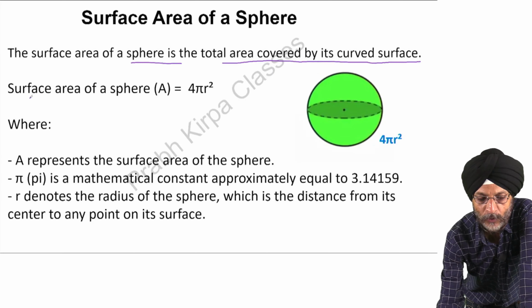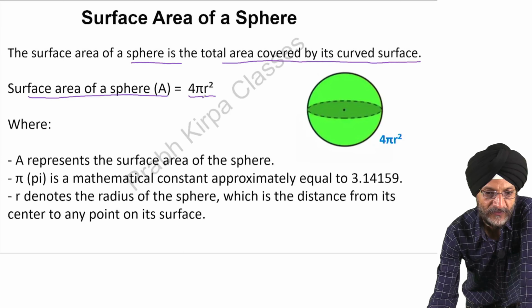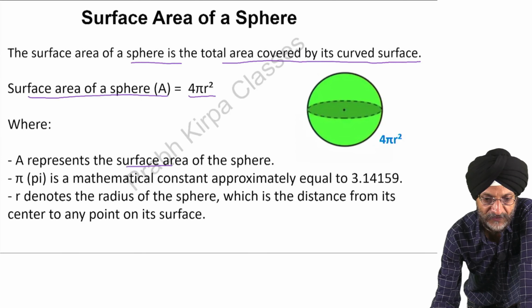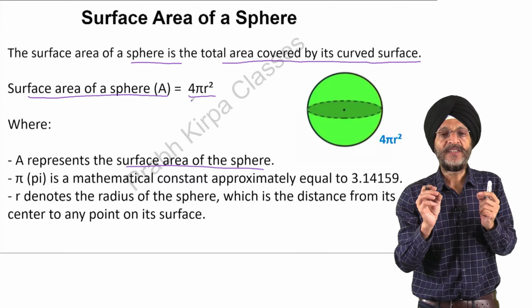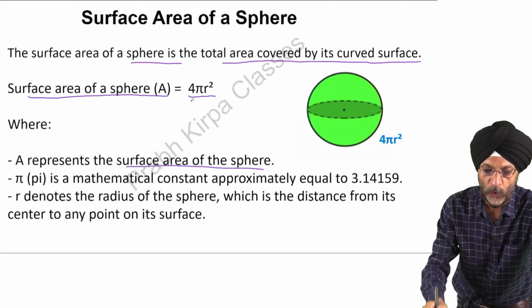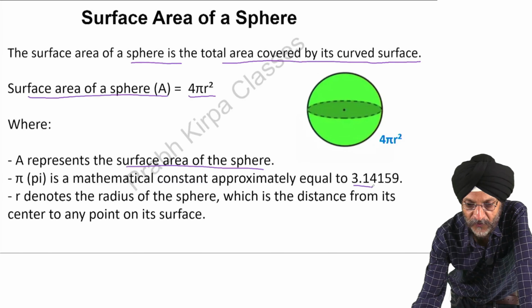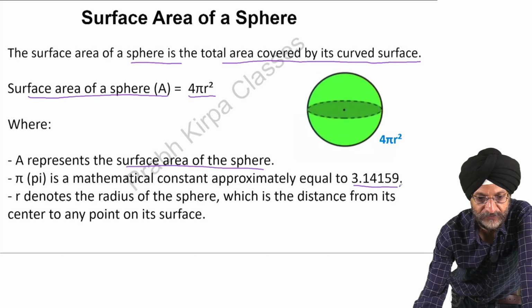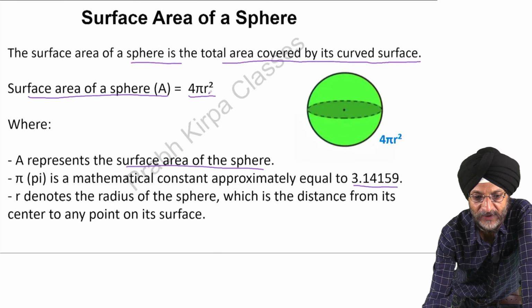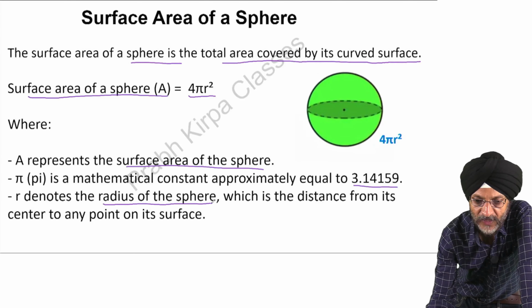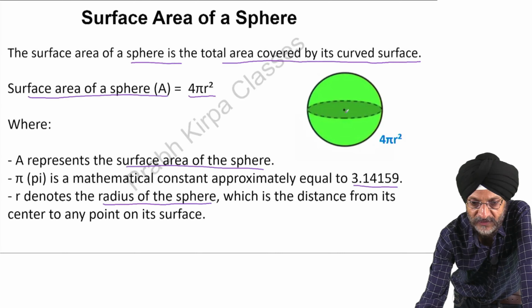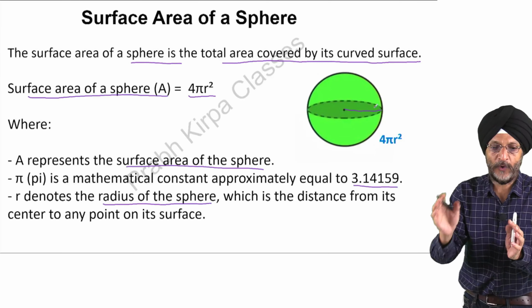The formula for calculation of the surface area of the sphere is A = 4 pi r squared, where A represents the surface area of the sphere. Pi is a mathematical constant which is equal to 22/7 or 3.14159. In this formula, we have used r squared, where r stands for the radius of the sphere, which is the distance from its center to any point on the surface of the sphere.